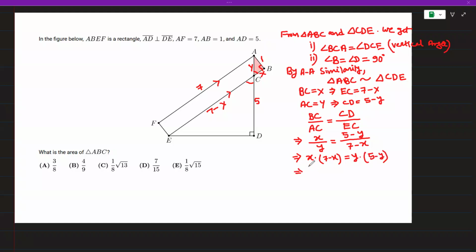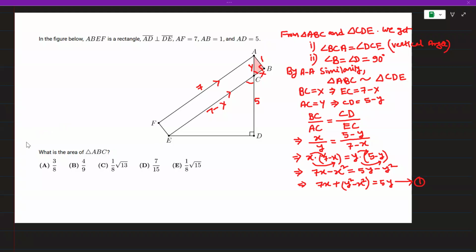Now we use the distributive law, just multiply that. x times 7, which is 7x, minus x times x, we get x squared, equals y times 5, which is 5y, minus y times y, which is y squared. So we can write this equation: 7x, and if we move the negative y squared to the left side, it will be positive y squared minus x squared, we write in parentheses, equals 5y. This is our first equation.